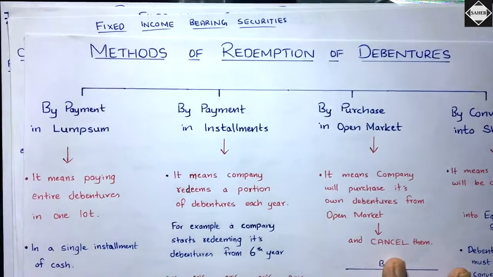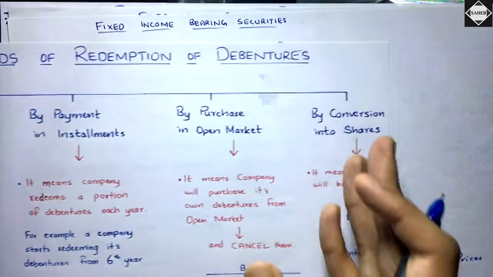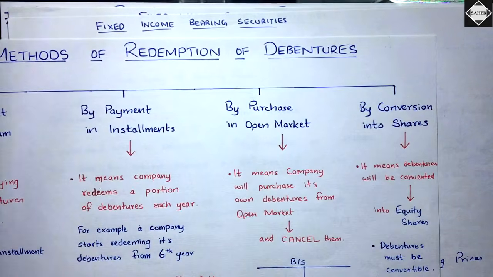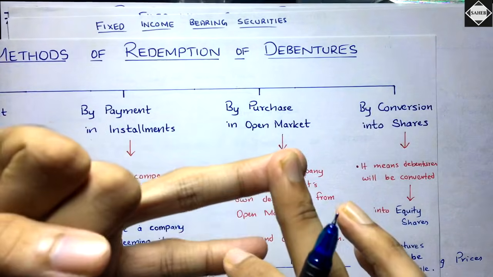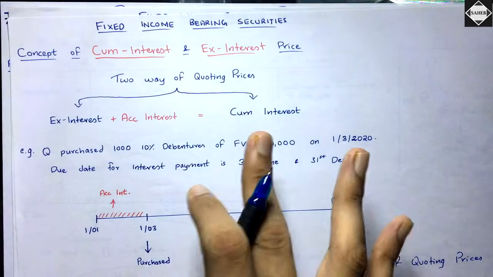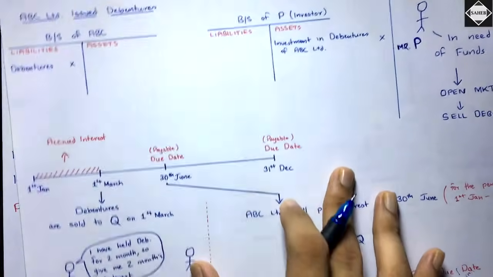And then we saw the methods of redemption of debentures: lump sum, installments, open market, and conversion into shares. Now in the open market method, I told you, you need to know a few concepts of investment accounts, such as ex-interest, cum-interest, accrued interest, and the due date concept. All these things you have to understand, and that's what we discussed over here, cum-interest concept and ex-interest price, with an example to understand.